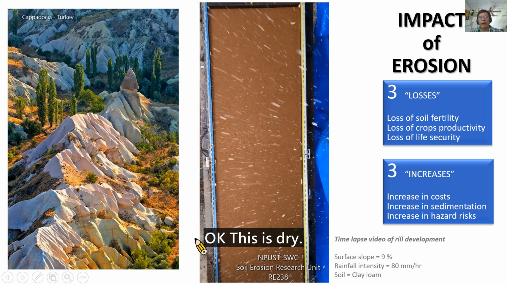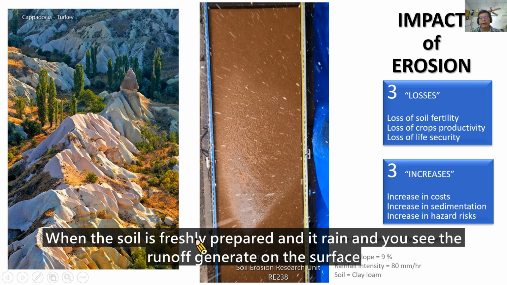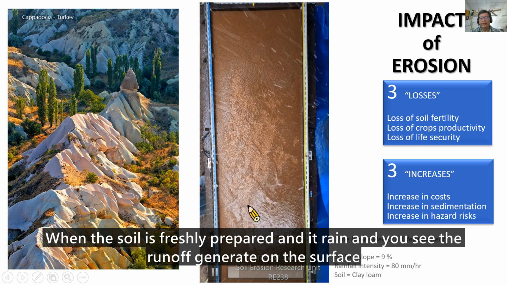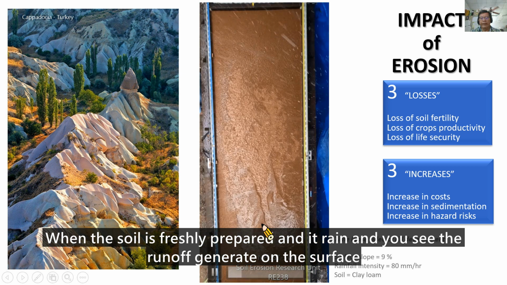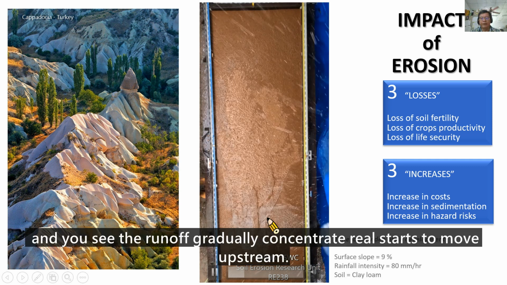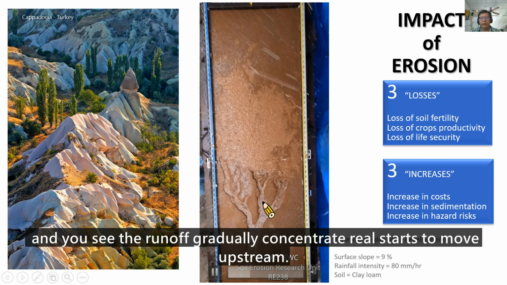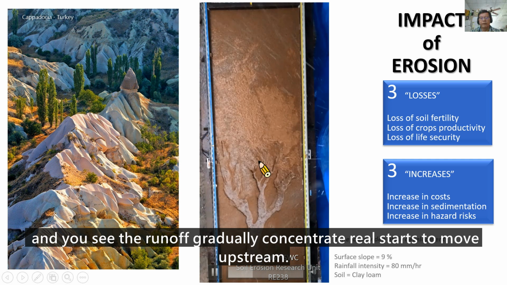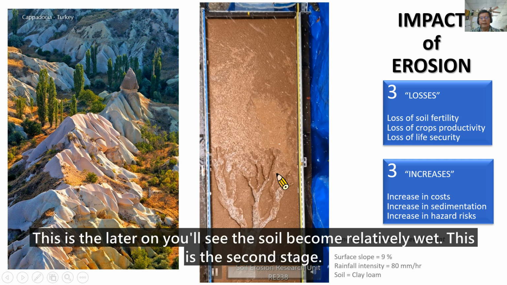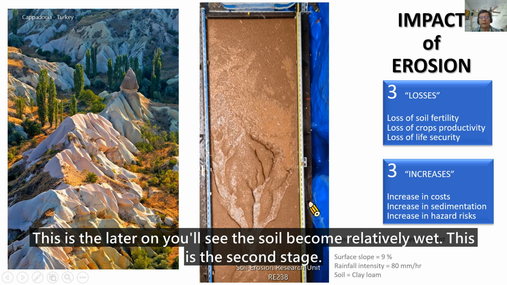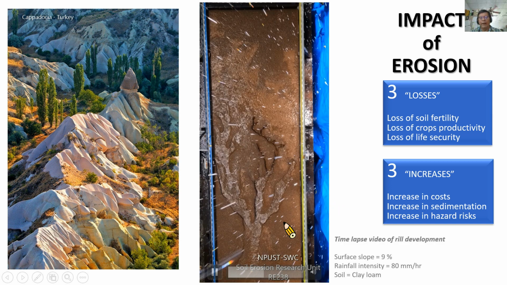Okay, this is the dry run, when the soil is freshly prepared. It rains, and you see the runoff generate on the surface, and you see the runoff gradually concentrate. The rill starts to move upstream. Later on you'll see the soil become relatively wet.